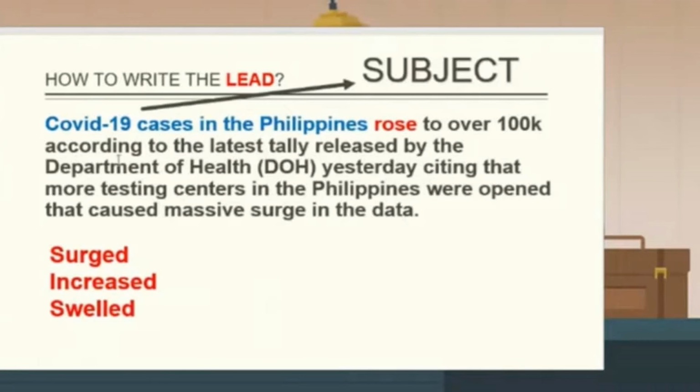Then, of course, in English, you start with the subject, not the verb. You start with the subject. Your subject can be a person or a thing. Who or what. COVID-19 cases in the Philippines rose. So, as you can see here, your verb is the second part only. So, COVID-19 cases in the Philippines. This is your what. You can also have surged, increased, swelled, instead of using rose.